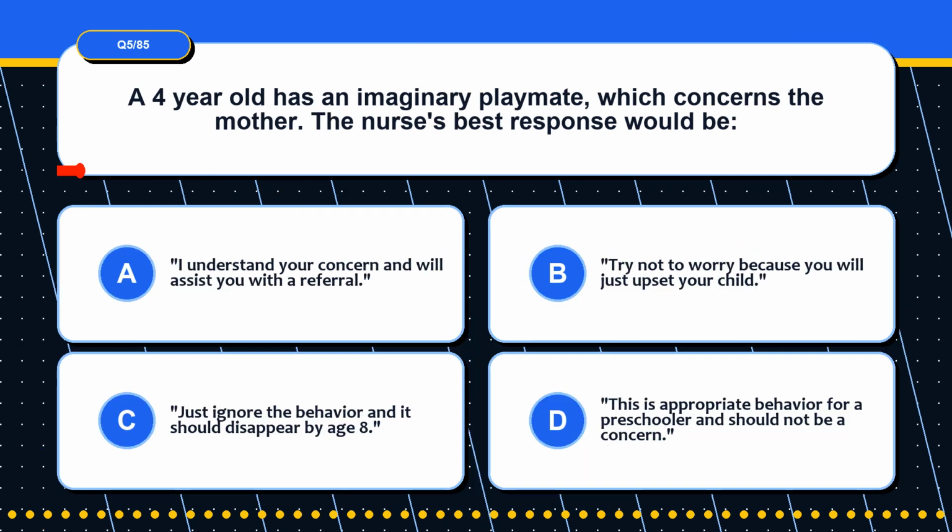Question 5. A 4-year-old has an imaginary playmate, which concerns the mother. The nurse's best response would be. Here are the options. Option A. I understand your concern and will assist you with a referral. Option B. Try not to worry because you will just upset your child. Option C. Just ignore the behavior and it should disappear by age 8. Option D. This is appropriate behavior for a preschooler and should not be a concern.